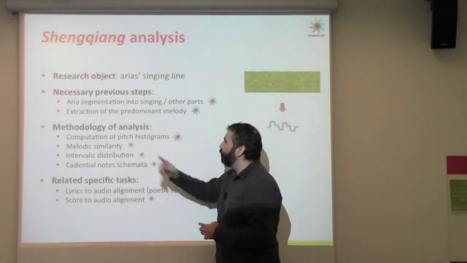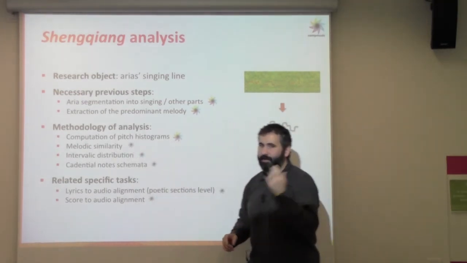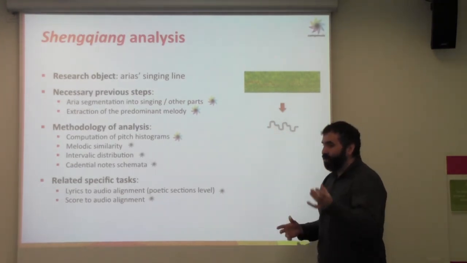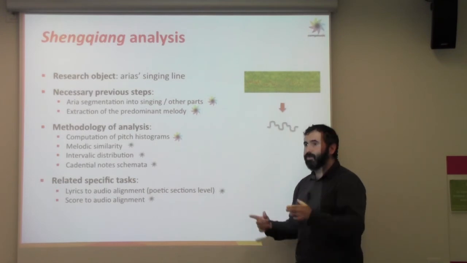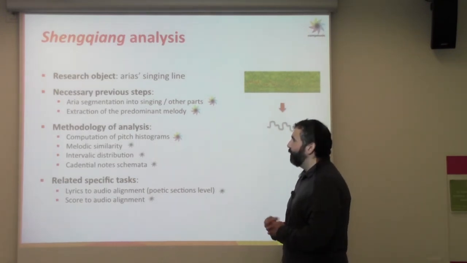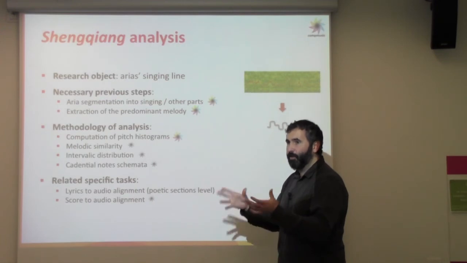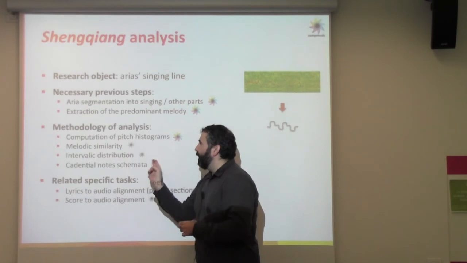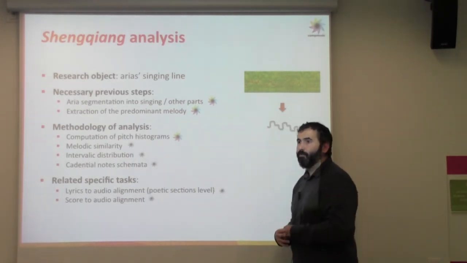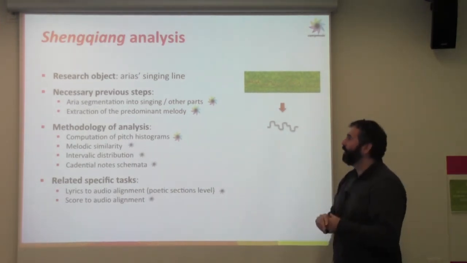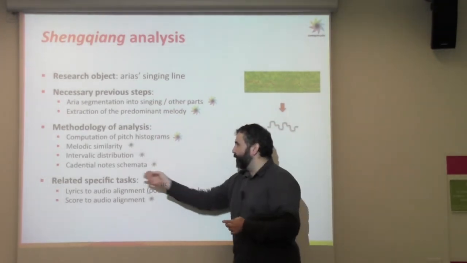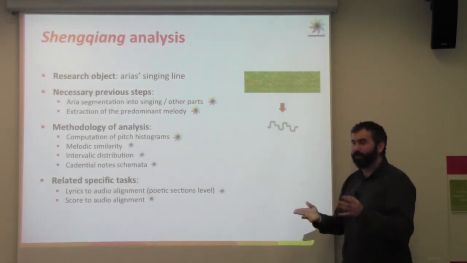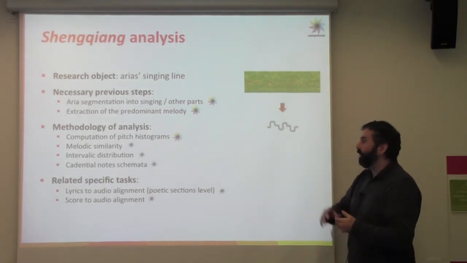And we also intend to work with some melodic similarity. As we said in the presentation earlier, Shengqiang is originally one melodic line, one melodic skeleton. So we suppose that some melodic similarities have to be there in order to identify the identity of the Shengqiang. We also want to work with intervallic distribution, to see what the intervallic trends are for each Shengqiang, and also to plot some schemata for the cadential notes, which, as we saw, is currently in the literature the most important explanation of the Shengqiang.